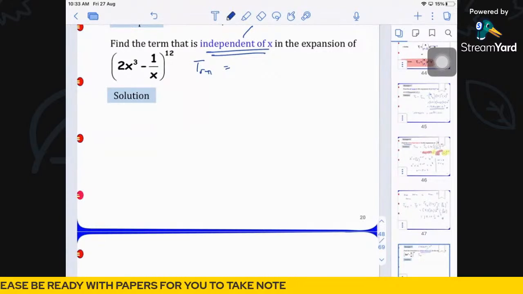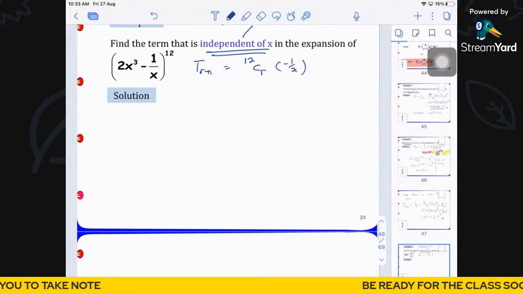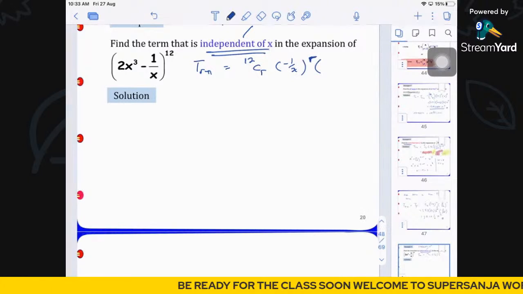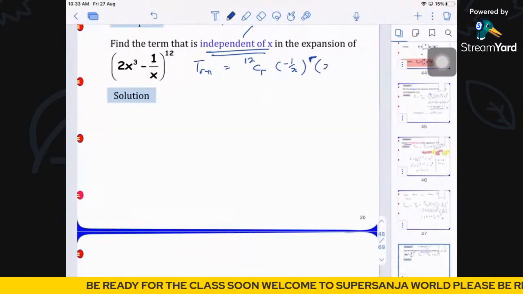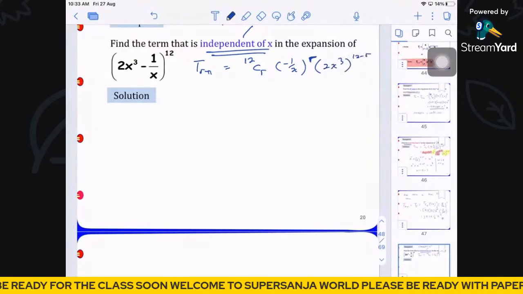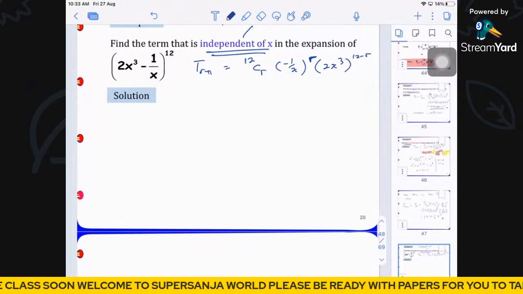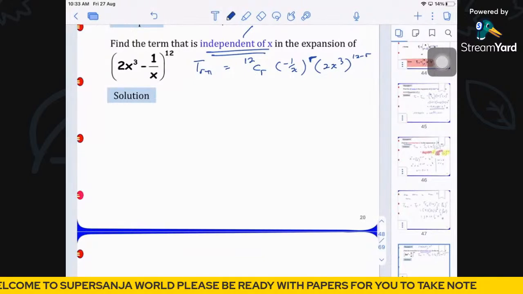The A there, this time I use 12Cr. This time I use the A as negative 1 over x to the power of r, which means the A is negative 1 over x, and the B is 2x cubed to the power of 12 minus r. So I proved to you that we can change it, it doesn't matter.